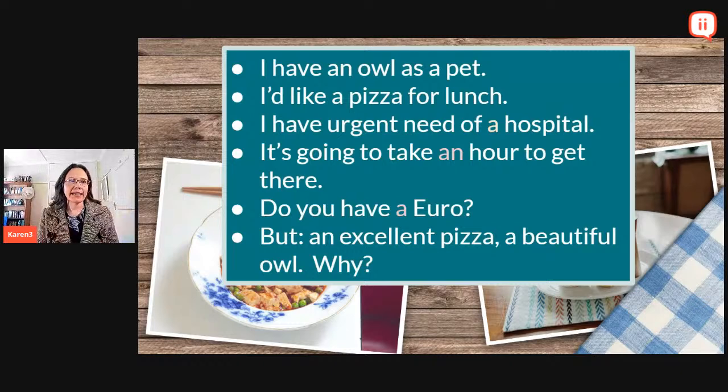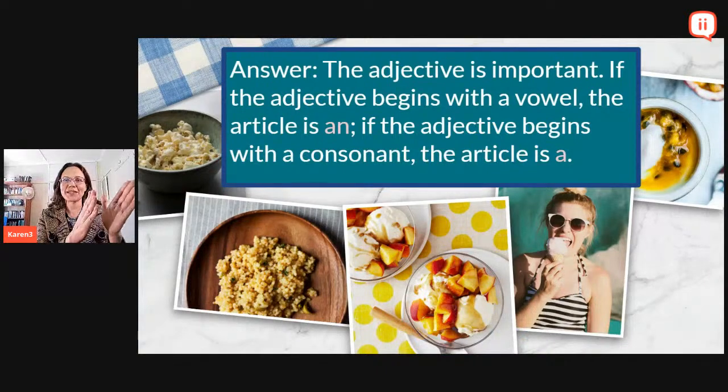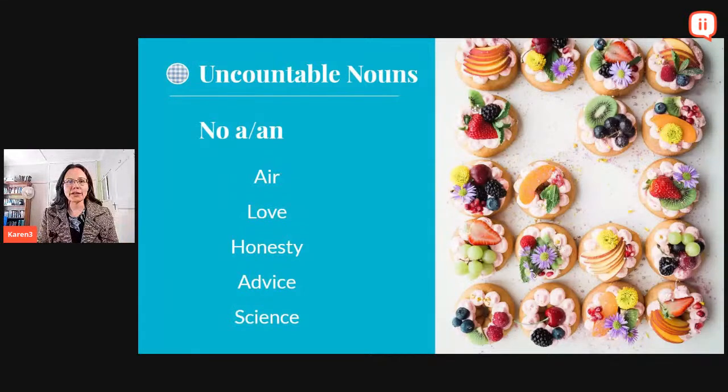And then we have an excellent pizza, a beautiful owl, because the adjective is important. So if the adjective starts with a vowel, we say an. If the adjective starts with a consonant, we say a. So that's what that's all about. Now, I also wanted to mention uncountable nouns. I'm just revising, so I'm going quickly, all right? So we have air, love, honesty, advice, science, okay? And then things like that.